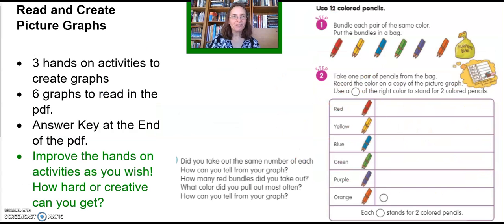All right. So your challenge for this week is to both read and create picture graphs. There are 3 hands-on activities to create graphs. And if this one looks interesting to you, then you could even do this one as a 4th opportunity. Also, in the PDF that I put into Seesaw, you have 6 different graphs to read. And there are questions to answer, which you can do either on the screen and write them down somewhere, or you can print out the pages and write down your answers. There's an answer key at the end of the PDF, and that is not a mistake.